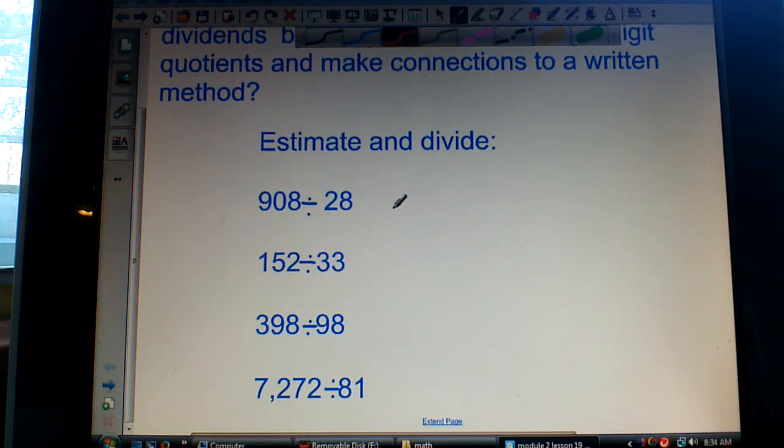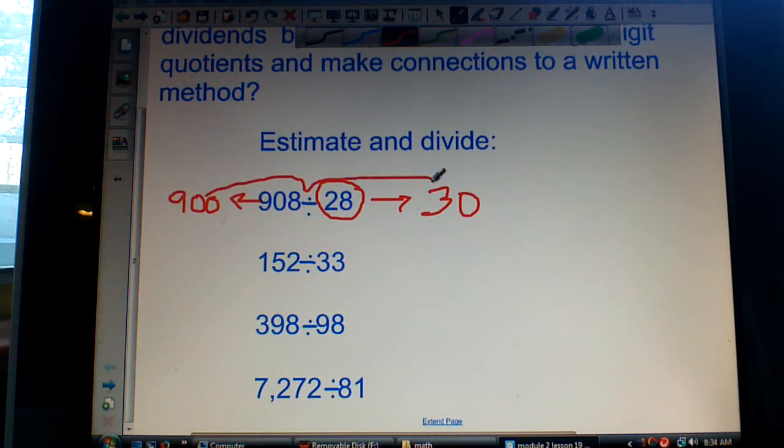So I'm going to go through this really quickly, and if you need to go back and view the video from lesson 18 or go back to your notes from lesson 18, that's what you need to do. Okay, so we first round our divisor. 28 becomes 30, and then we round our dividend. 908 becomes 900. So we're doing 900 divided by 30, and our answer is 30.